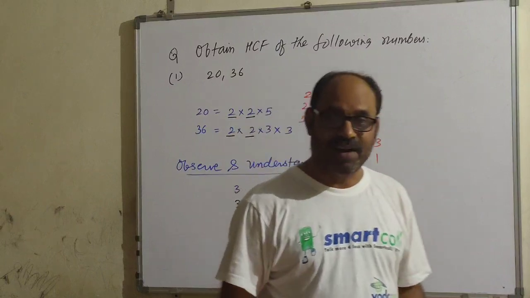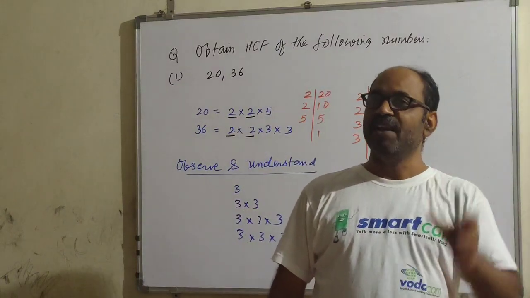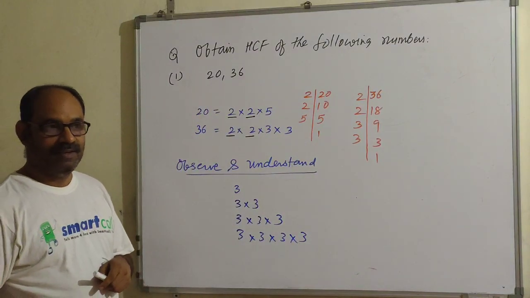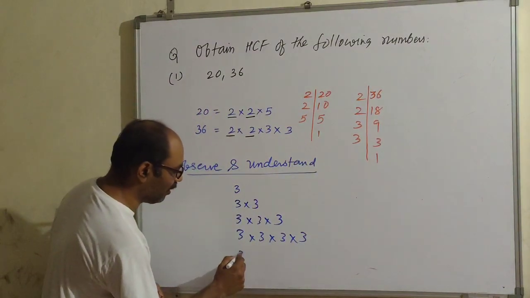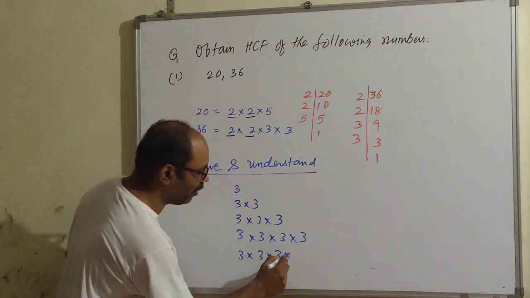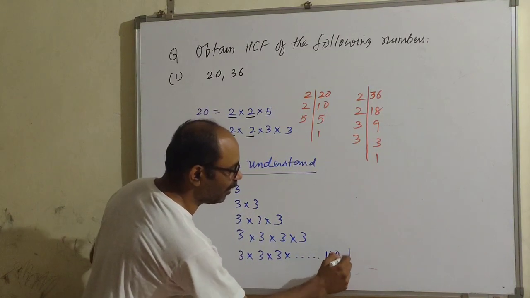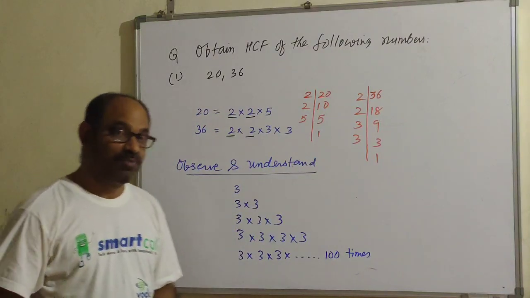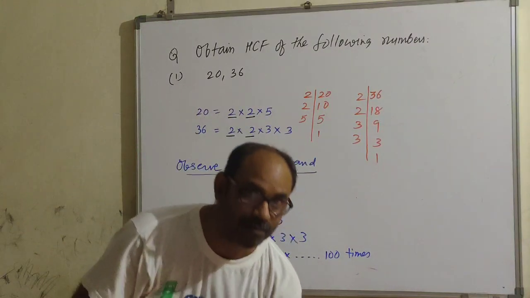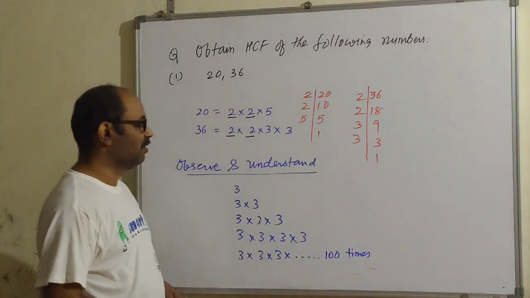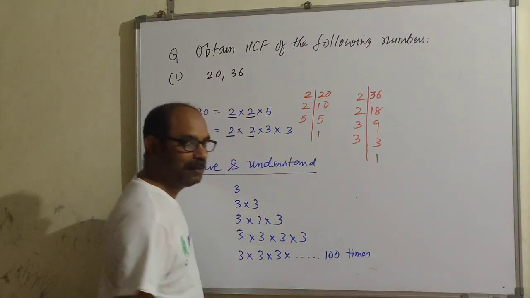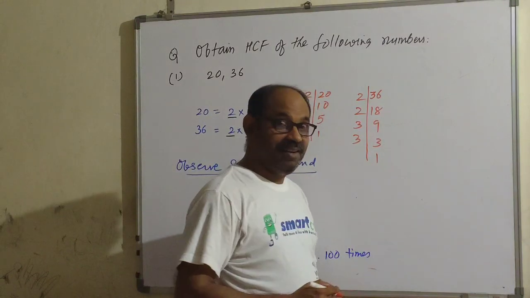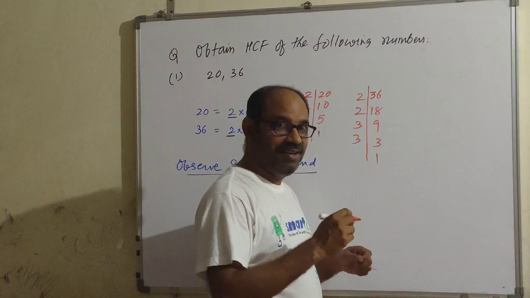Mathematicians were not satisfied even by this brief statement of these expressions. I can write like this, 3 into 3 into 3 into ... 100 times. Correct? That was brief enough. But mathematicians wanted a still briefer expression of this. So I'll start with this only, the last one. They played a trick. They used a very nice trick.